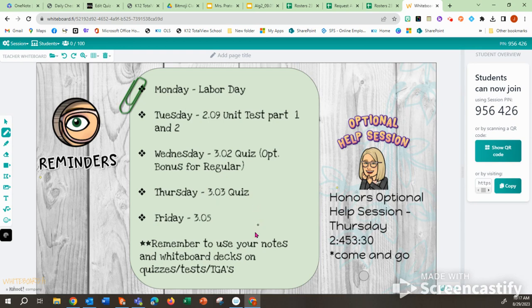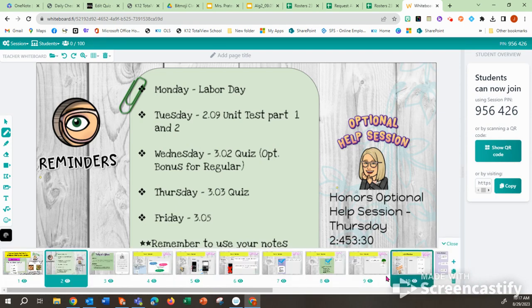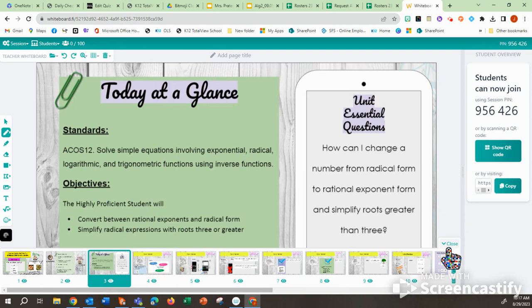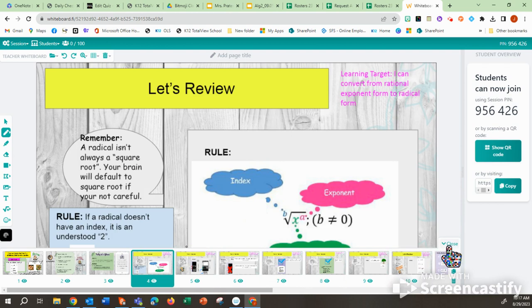So we skip 3.04. Remember, when you're taking your quizzes and your tests and doing your TGAs, you can use your notes, you can use your whiteboard decks that you've saved, and all that good information. All right, this is my slide where I'm just giving you the information that comes from the Alabama Course of Study. So I'm going to jump right in with the rules.